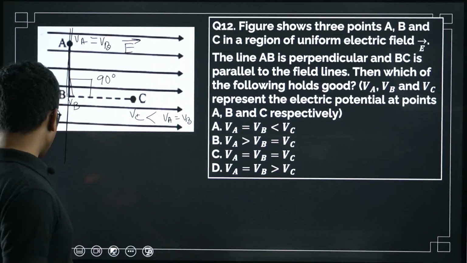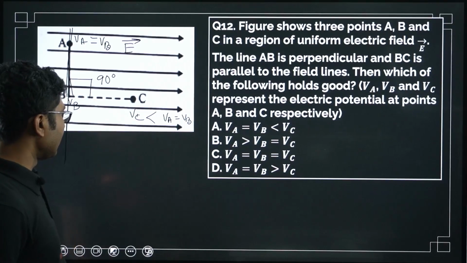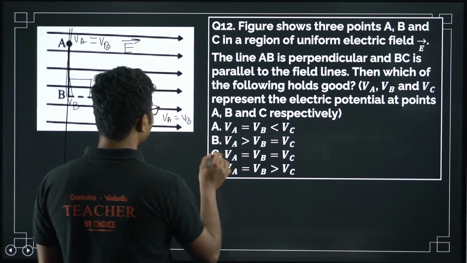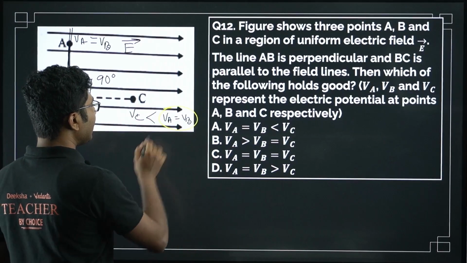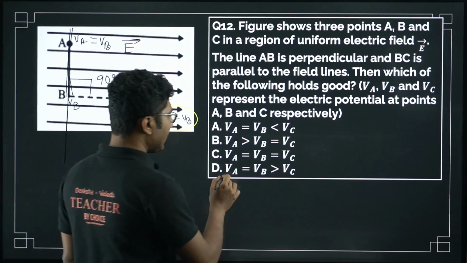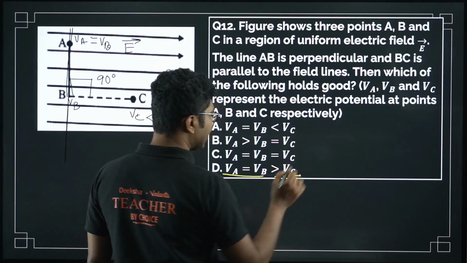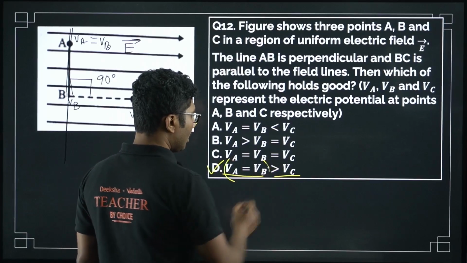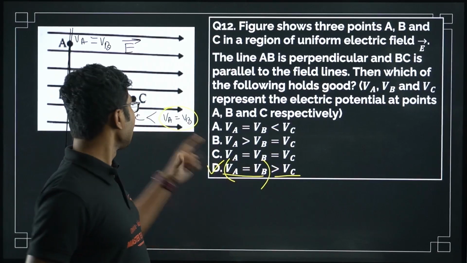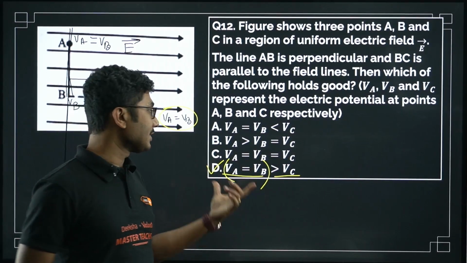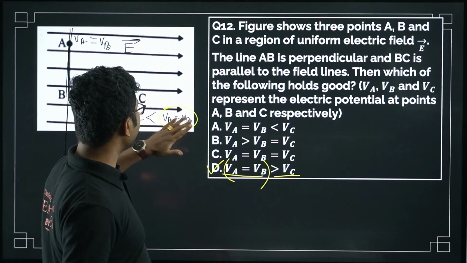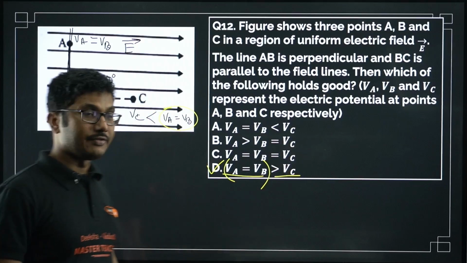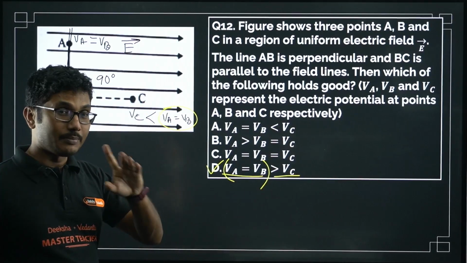Now let's see how it is represented in the answer. VA equals VB, no doubt about it, and VA and VB should be greater than VC. So option D is correct in this case. You have to be careful, don't fall for any trap. VA is definitely equal to VB, as this is an equipotential surface, and they both are greater than VC, because VC is in the direction of electric field and in the direction of electric field potential decreases.